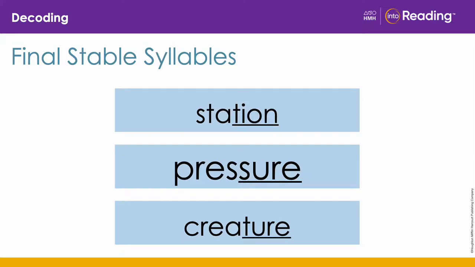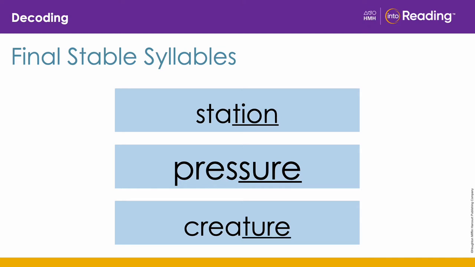Look at the words. Station, pressure, creature. Each of these words has a final syllable that you will see in many longer words. Knowing how to read these syllables will help you read words. I'm going to say each word one at a time. The final syllable in each word is underlined. Pay special attention to how I pronounce it.